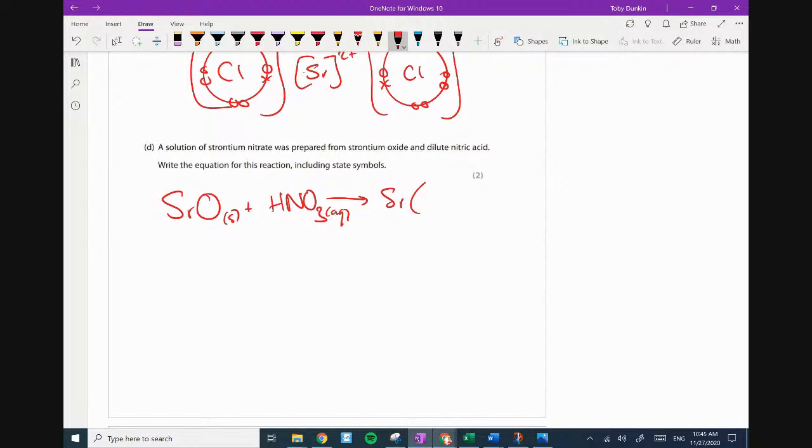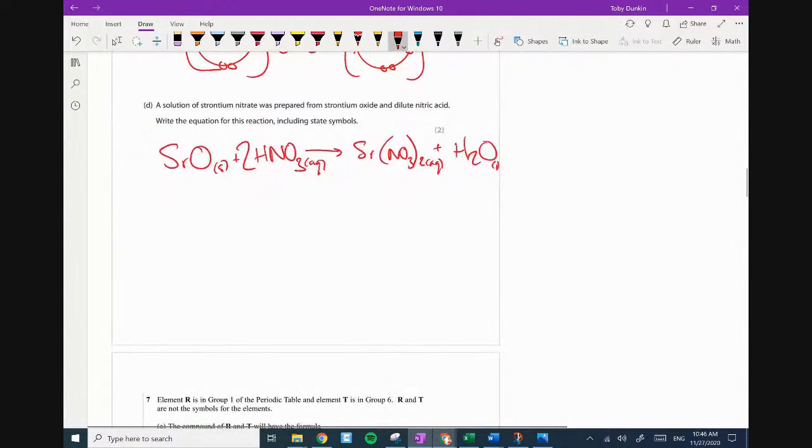Goes to Sr(NO3)2, aqueous. All salts, all nitrates are going to be aqueous. Plus water. Balance the equation. I'm done. Adds up. Liquid. Oof, easy to lose that one. Done. I like it. Clever game.